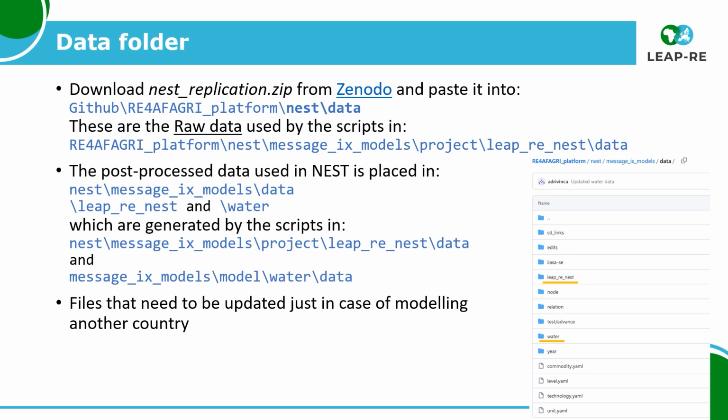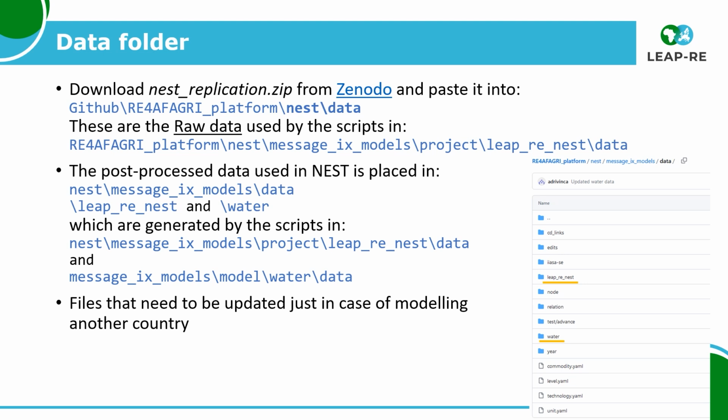As I said, this would be the raw data, which is processed by the R scripts contained in the folder under project libre nest data, while the outputs of the R scripts are basically the post-processed data used in Nest in the model directly, which are included in the data folder under MESSAGEix models and the project libre nest, and also some in the water folder.